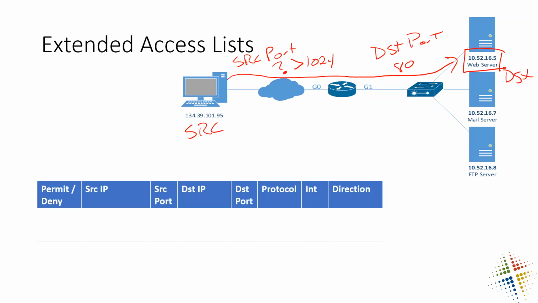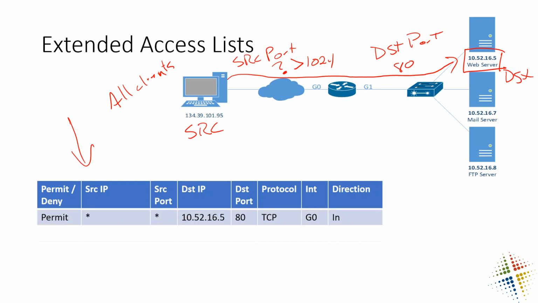So we have down here a table, and we're going to go ahead and fill out that table with this information. So we're going to start off with permit deny. Well, in this case, we want to allow this client, in fact, all clients. We're going to allow all clients on the internet to be able to access this web server. So our permit deny, we're going to permit.